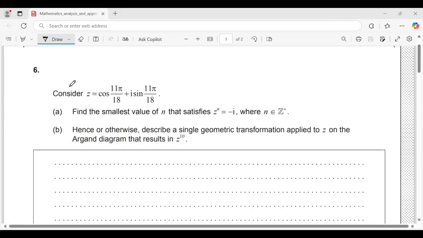Number 6. Consider Z equals cosine 11 pi over 18 plus i sine 11 pi over 18. Find the smallest value of n that satisfies Z power n equals minus i, where n is a positive integer. B. Hence or otherwise, describe a single geometric transformation applied to Z on the Argand diagram that results in Z power 10.